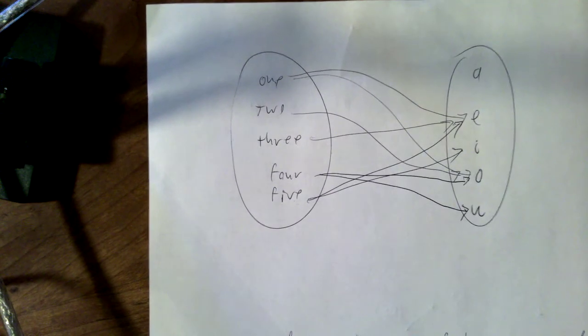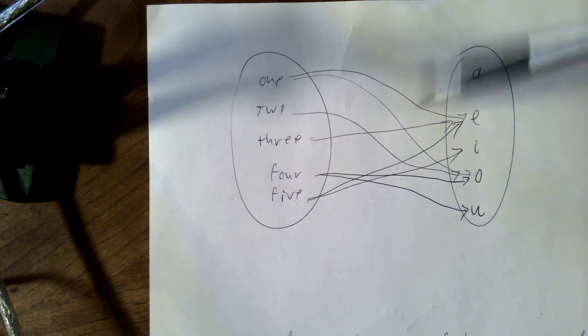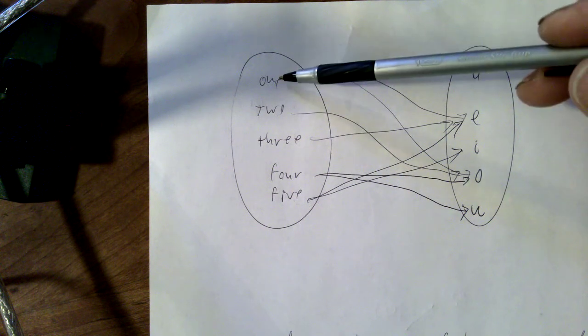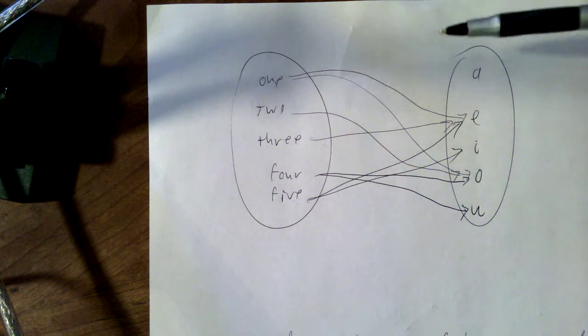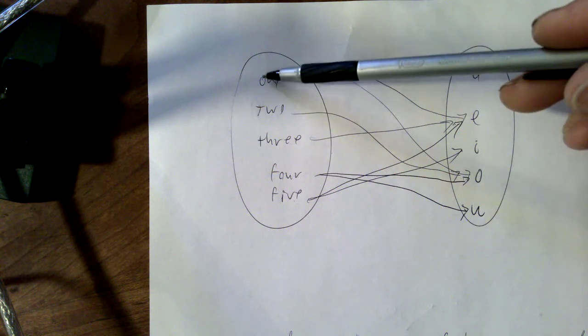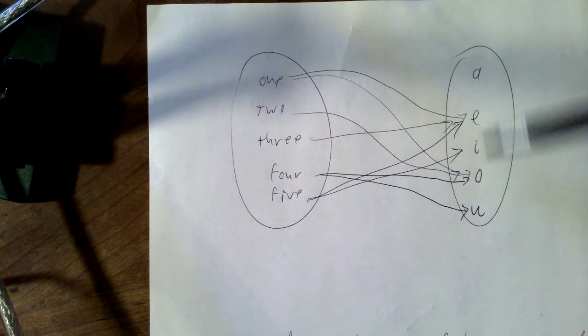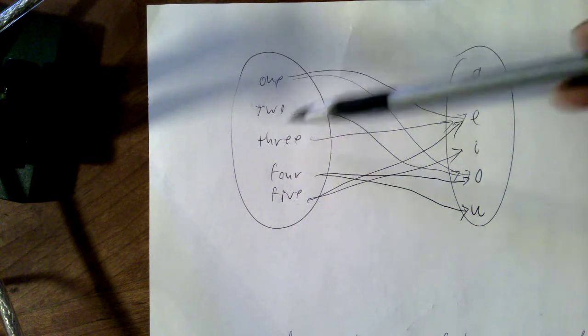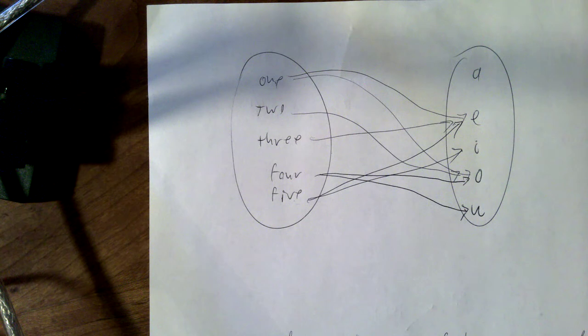So if you haven't picked up on the rule, what I'm doing is putting an arrow if that letter is contained in this word. This is my set of vowels over here, and 1 contains the vowels O and E, so I have arrows going to O and E. So the input is the word, and the output is any vowel that's contained in that word.